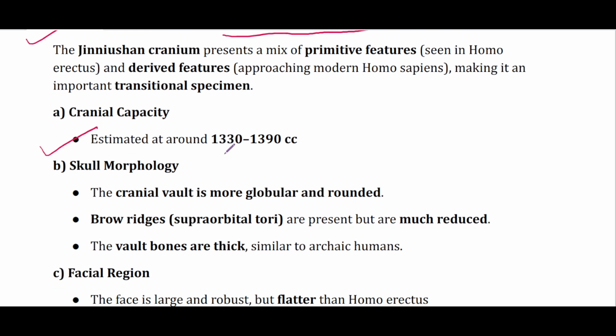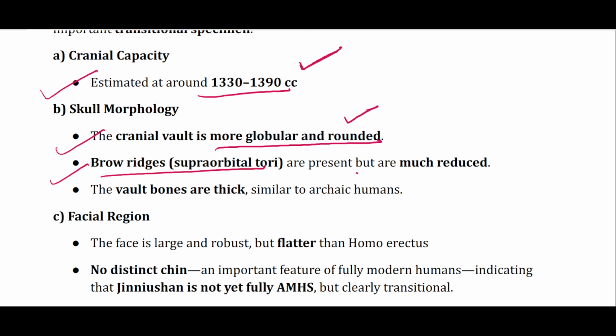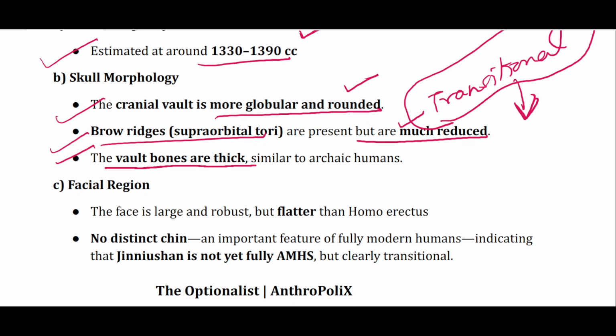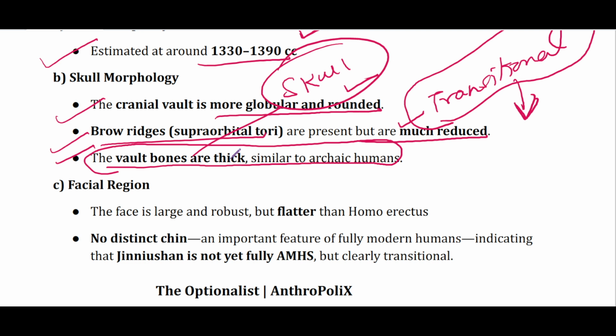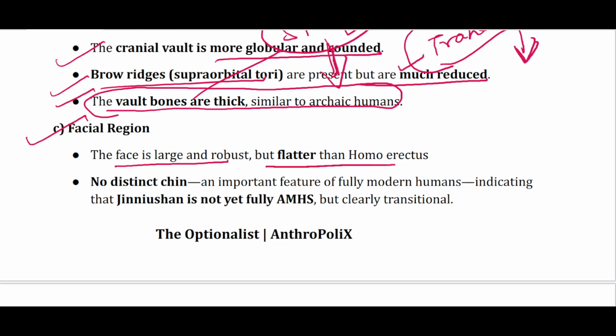So, the cranial capacity is 1330 to 1390, in line with modern AMHS morphology. The cranial vault is more globular and rounded, again a human feature. Brow ridges are present but much reduced, again a transitional feature. Not high means it is not a Neanderthal or Homo erectus feature, and not that reduced means a transition between Homo erectus and modern Homo sapiens. But the vault bones are thick, which is an archaic or primitive feature. Vault bone means the skull bones, and thick vault bone suggests that the jaw and the face were exerting a lot of pressure.